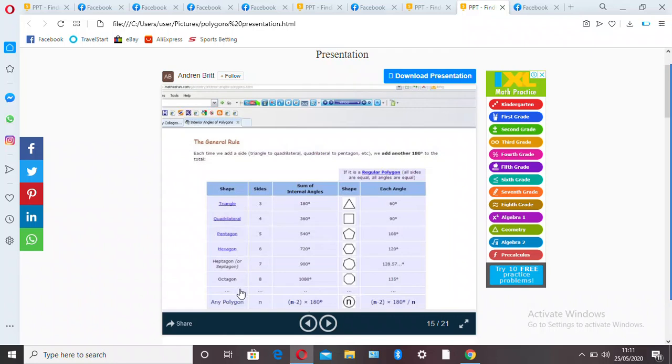And then I think we should stop there for now, because you still have decagon, you have nonagon. You have decagon, that is a 10-sided polygon. So let's just stop at 8 for now. Look at the sum of interior angles.